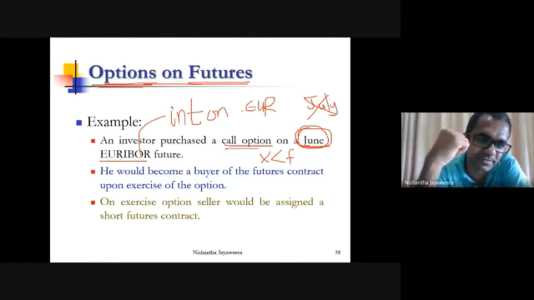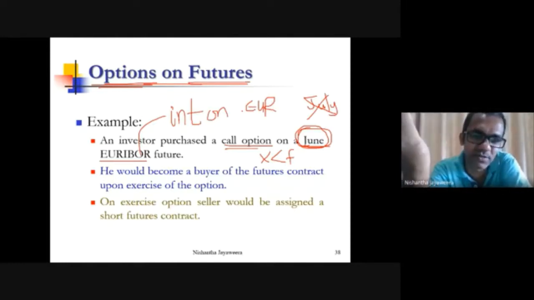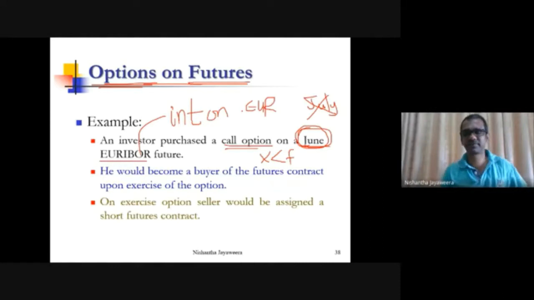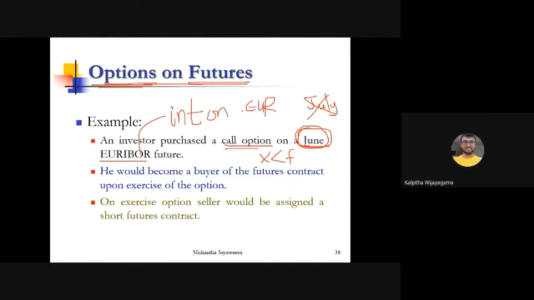So that's the basic concept of buying an option, not only for futures, even in other commodities. If you buy a call option, you take the upside, but you don't take the downside of it. If you buy a put option, if the price goes down, unless you exercise this, you can't account for these changes in the futures price, right?